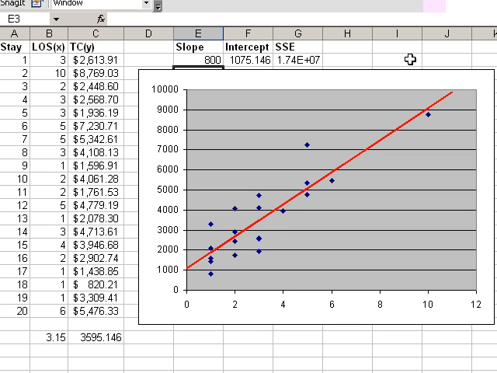Later we'll find the true value of the slope and the true value of the intercept, but at this point we have, just by looking at where we're putting the red line through the blue dots, come close to minimizing the sum of squared errors.